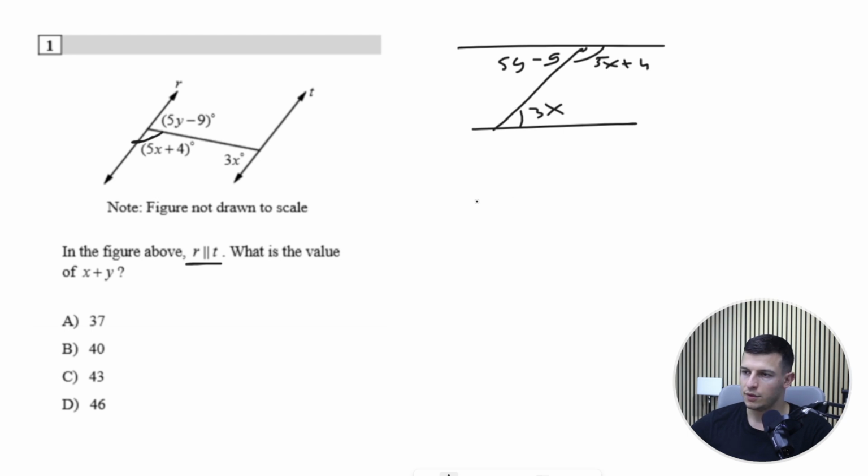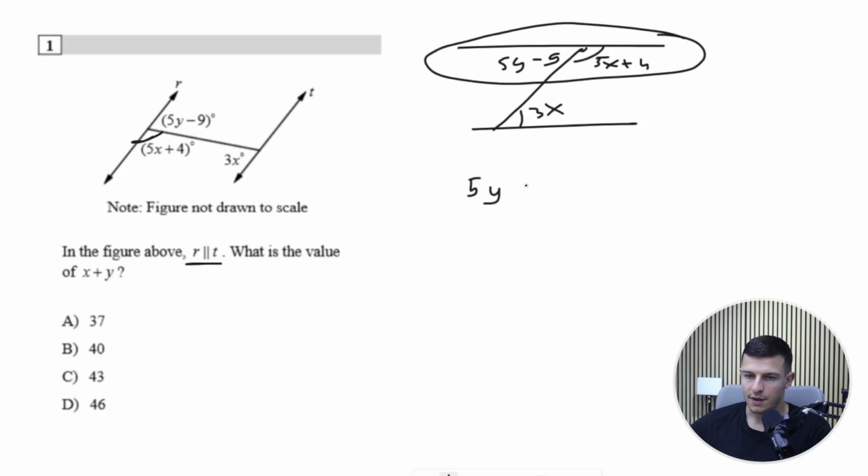So what do we know? We're looking for x plus y. That's interesting. We're not looking for x and y, we're just looking for x plus y. So I'm suspicious that we might not even need to find what x and y are. So what do we know about these two? As I said a minute ago, these are supplementary angles, which means they should add up to 180 degrees. So let's see. 5y minus 9 plus 5x plus 4 should be 180 degrees.